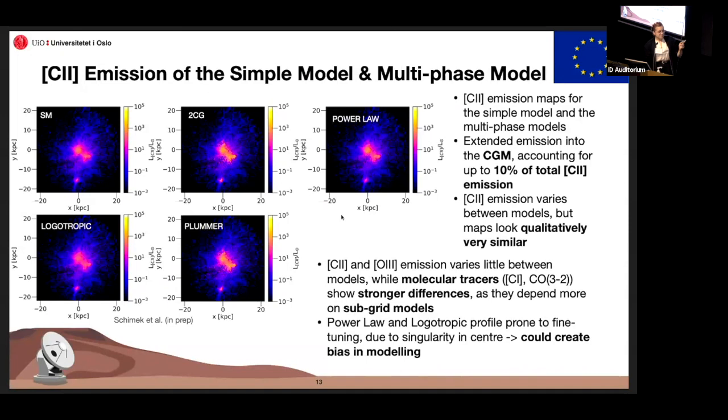And as I said before, the power law and logotropic profiles have this neat singularity in the center. So you kind of have to manually put in the maximum density at the center yourself. I played around with it, and you can change the total luminosity by 2-3 orders of magnitude if you just move it a bit. This can create a bias in your modeling, where you say, oh, this is unrealistic, so move it a bit because we want to match observations. This is quite important because these density profiles are really popular in modeling.